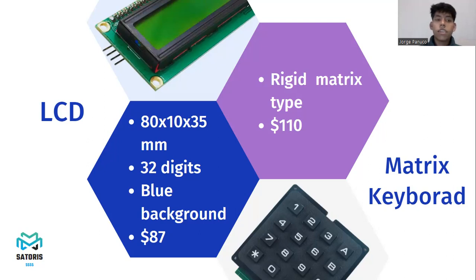And then we have the LCD. This LCD is going to be showing us the number of material that we just chose. Its specifications are 80 by 10 by 35 millimeters. It has 32 digits that come from all the alphabet, all the letters that we use in our daily life. Its background is blue, but it can also be green, and it has a cost of 87 pesos.